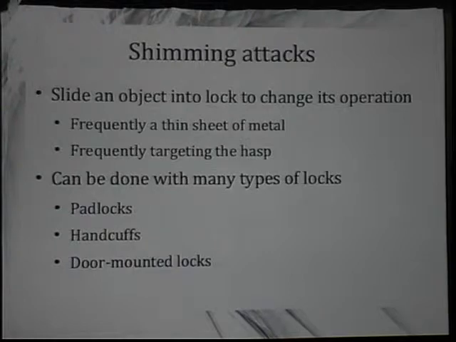In this particular case, in the sense of lock bypass, you're talking about changing the way that a lock operates by sticking some piece of something in between two parts. Usually the hasp and the receiving portion of the hasp. So in the case of a padlock, sticking it down in around the shackle to push away the hasp and release the shackle and effectively make the lock useless. So frequently you're talking about a thin sheet of metal or plastic or something like that, some rigid material. And frequently when you're talking about locks, you're targeting the hasp because that's really what you want to go after. And this can be done with all sorts of types of locks, padlocks, door locks.